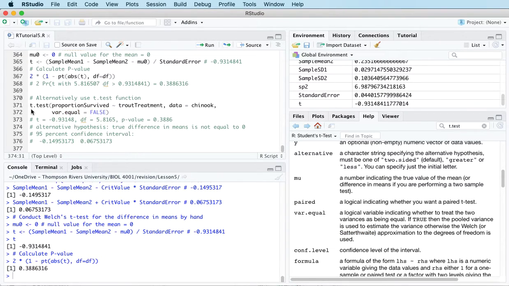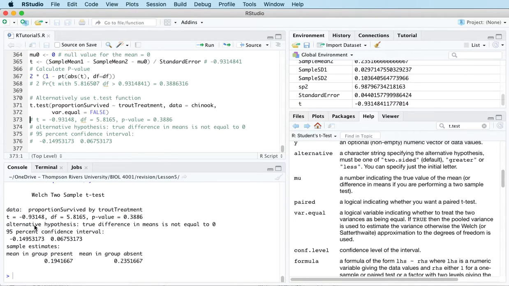Okay, so let's run that, and here we get all the information that we calculated by hand earlier. There's the test statistic, there's the degrees of freedom, there's the p-value, the two-tailed p-value, and then here's the 95% confidence interval. Okay, so that is how to do a two-sample comparison of means when we're not assuming that the variances in the two groups are the same. And so we end up using Welch's approximate t-test to do that analysis.